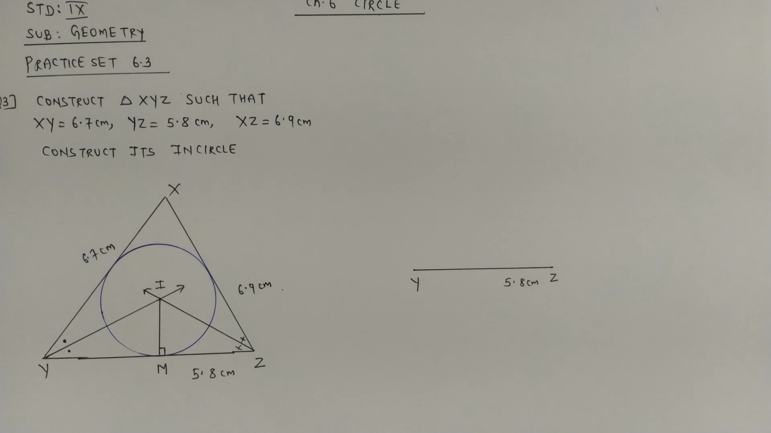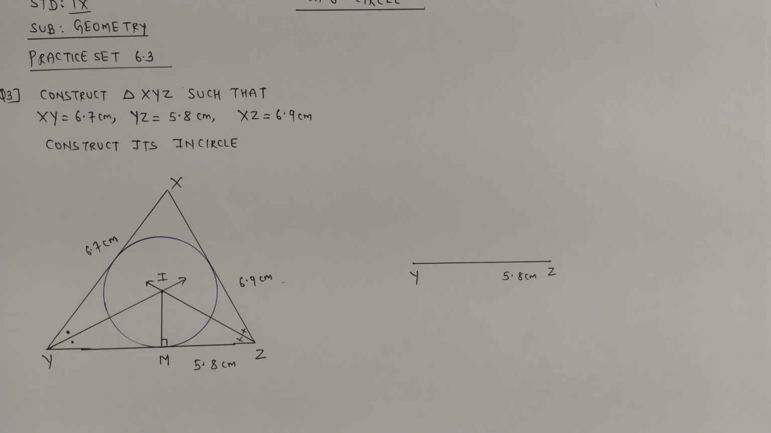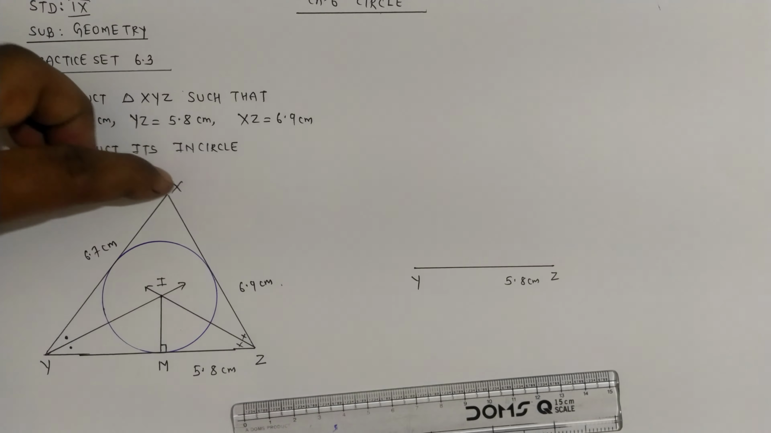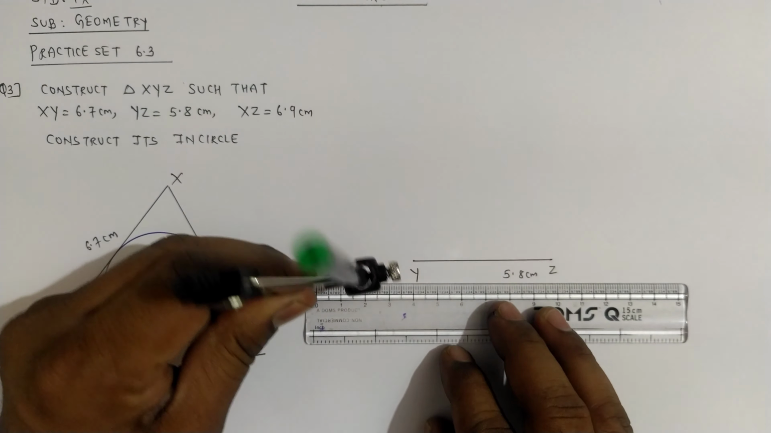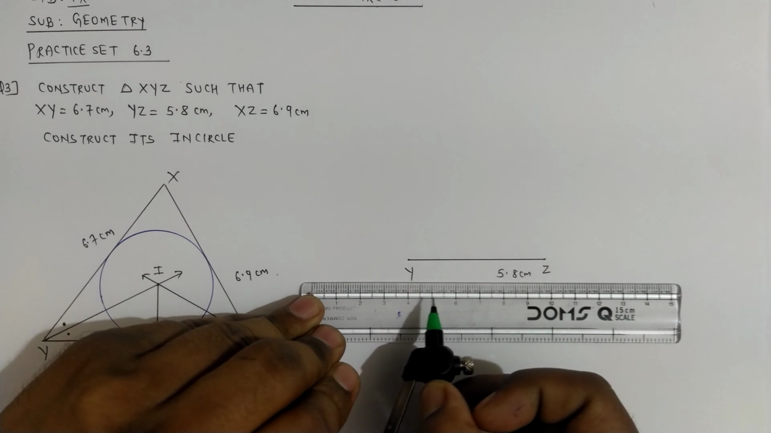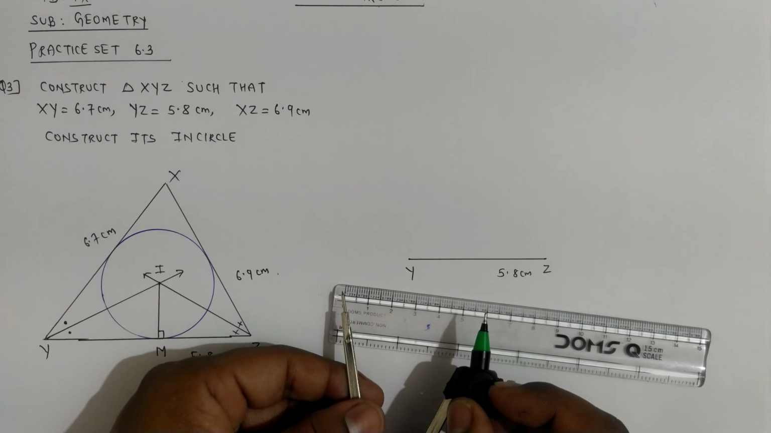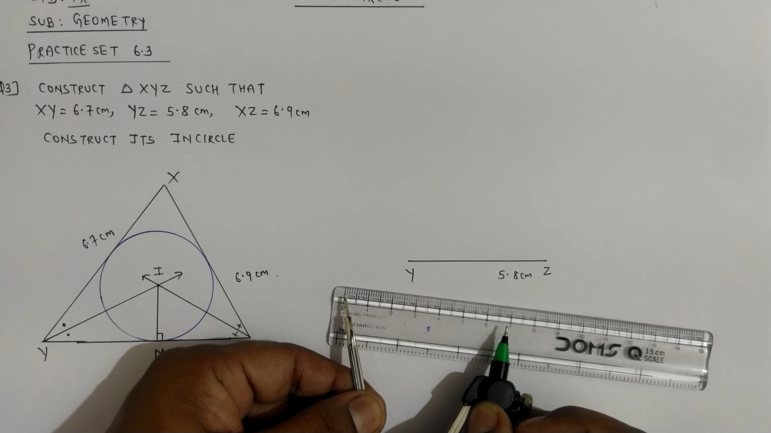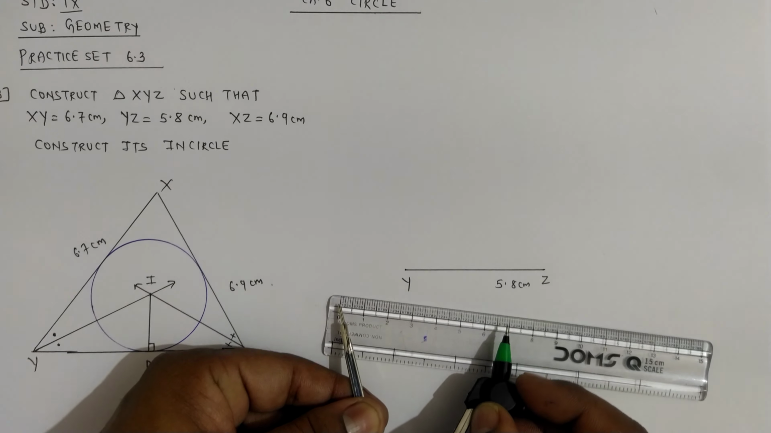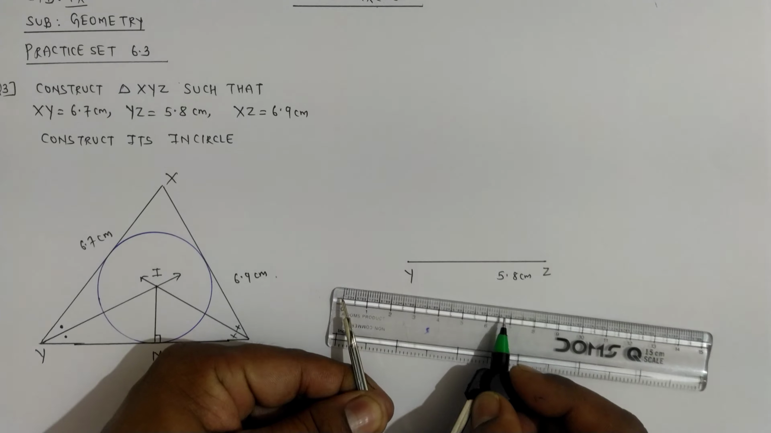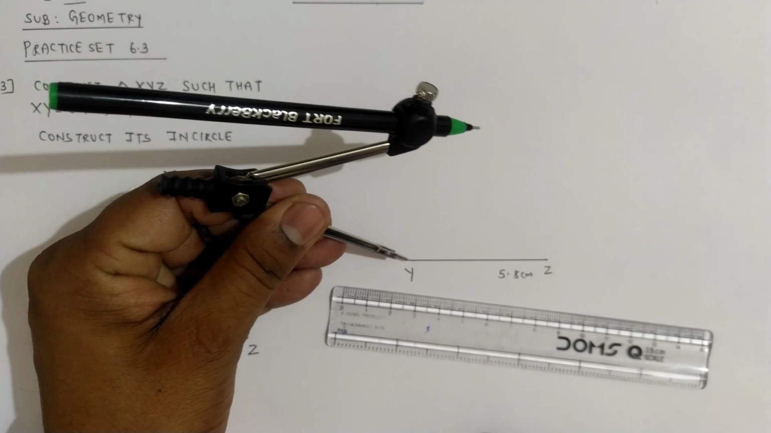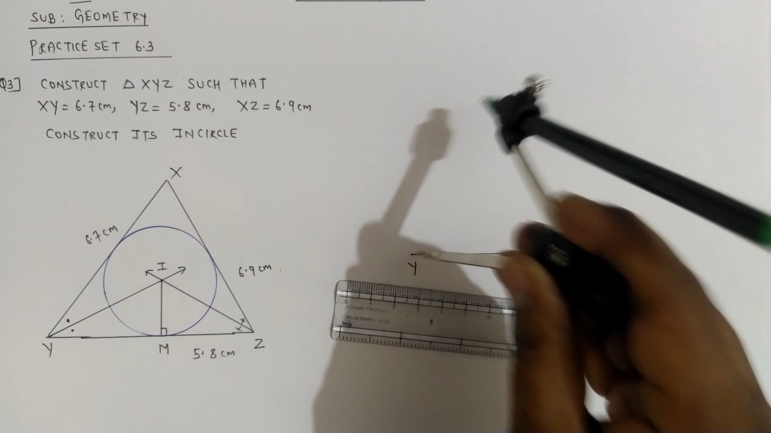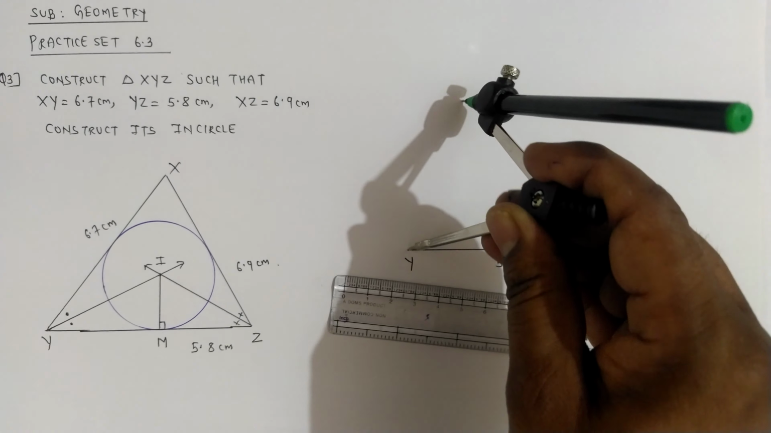Now next we have to construct this triangle. See children, using the rounder, now we can take XY 6.7 cm from the scale. We can take distance of 6.7, okay? From this point Y, you cut an arc of 6.7, right?